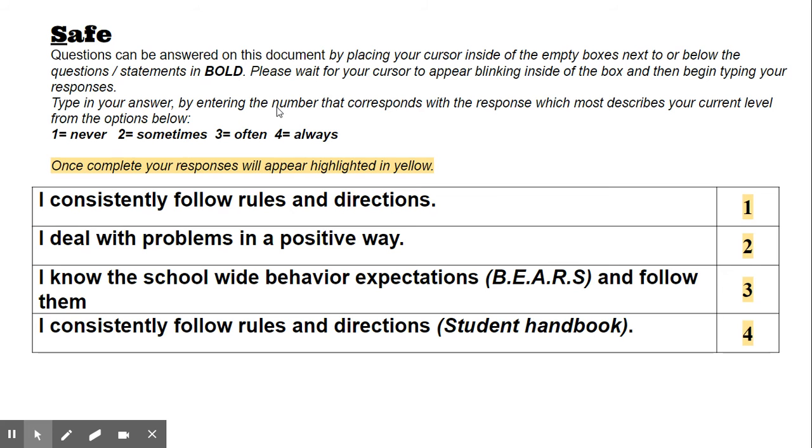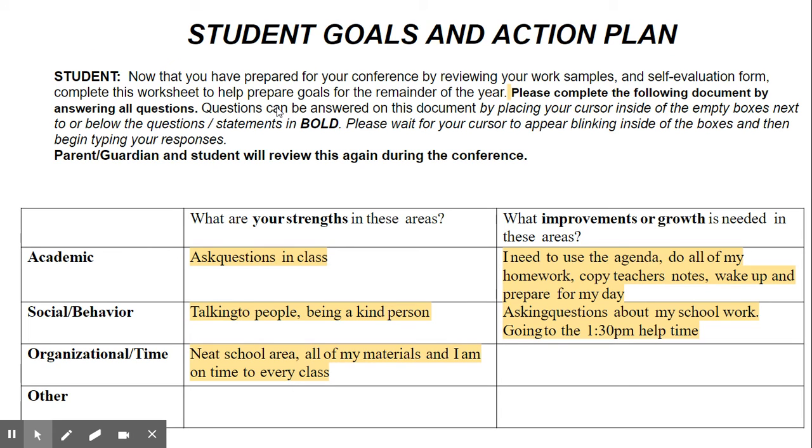So this is how I see myself when it comes to being safe. I see myself as this and that, and here's why. Okay. And then when you get to the end, so student goals and action plan. Now that you've prepared for your conference by reviewing your work samples and self-evaluation form, complete the worksheet to help prepare goals for the remainder of the year. Please complete the following document by answering all questions. Questions can be answered on the document by placing your cursor, and so on.